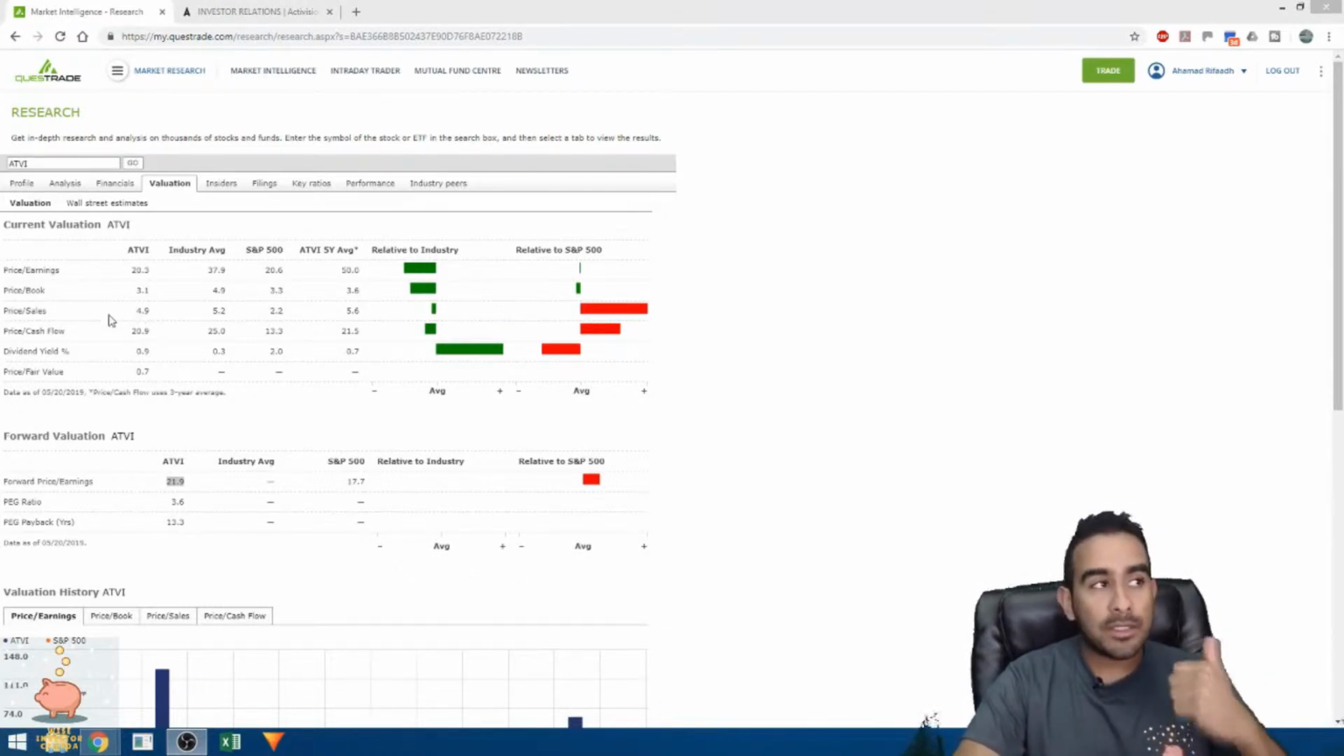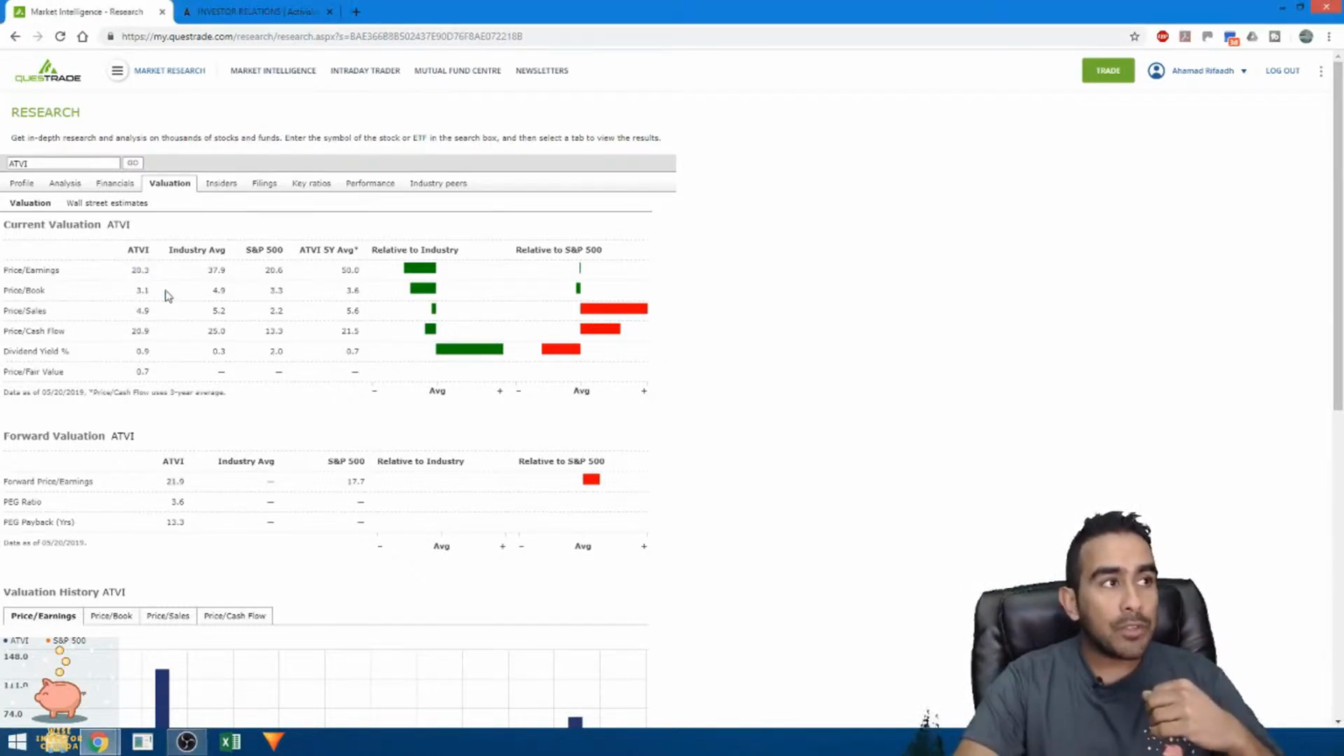I love this valuation place. It's really awesome because it gives you the current PE ratio, comparing it to the industry average and to the S&P 500. I do that for all the companies. I would say, okay, the PE ratio is 20, compared to the average of 37, so it's very reasonably low, and compared to the S&P 500, it's kind of a benefit. So I do that.